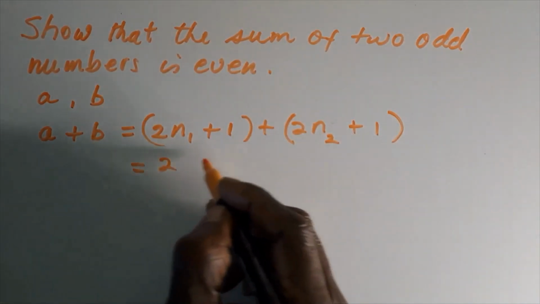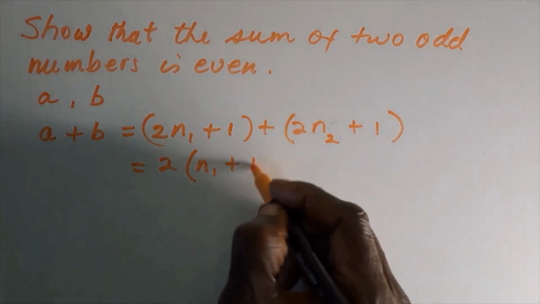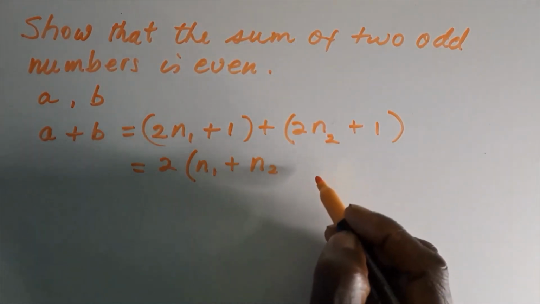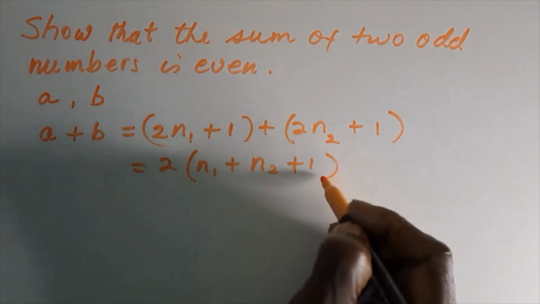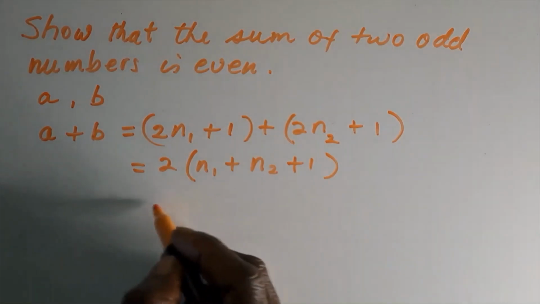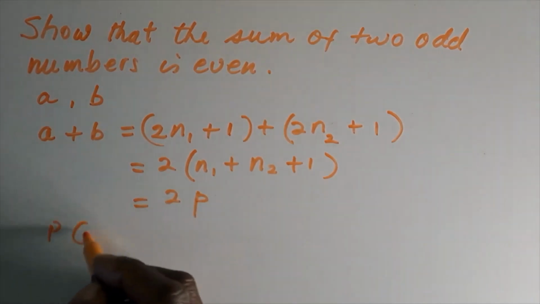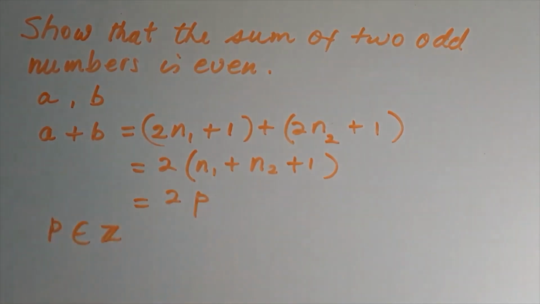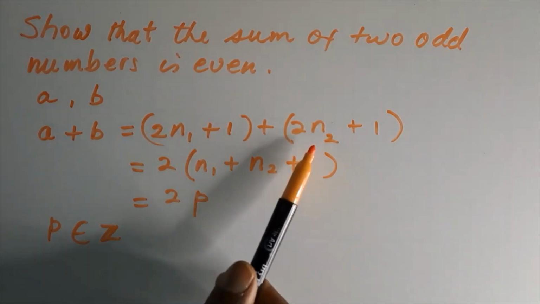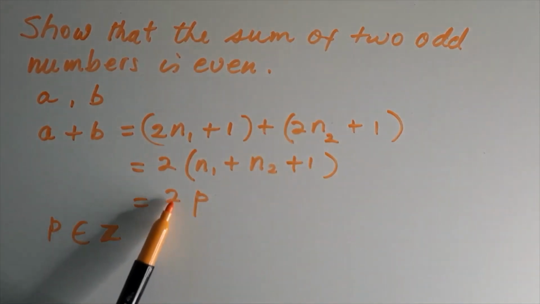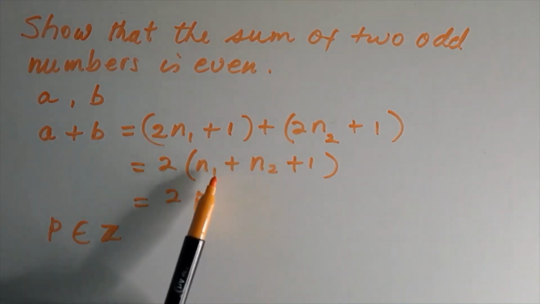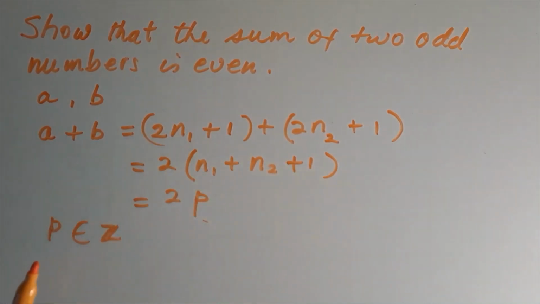Now this gives us 2 into (n1 add n2 add 1), which we can write as 2p. Now p belongs to the set of integers. So this shows that the sum of two odd numbers is always even. Now n1 add n2 add 1 is an integer, and any integer multiplied by 2 is even.